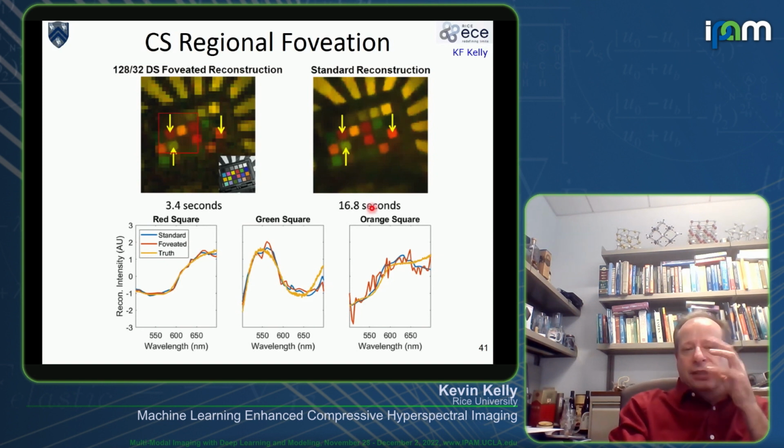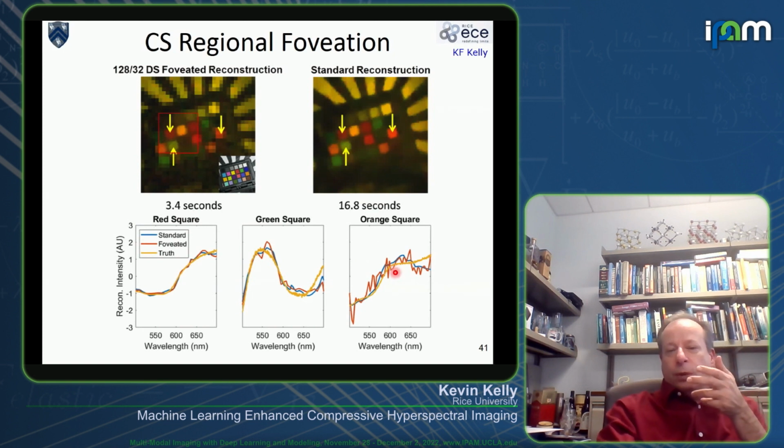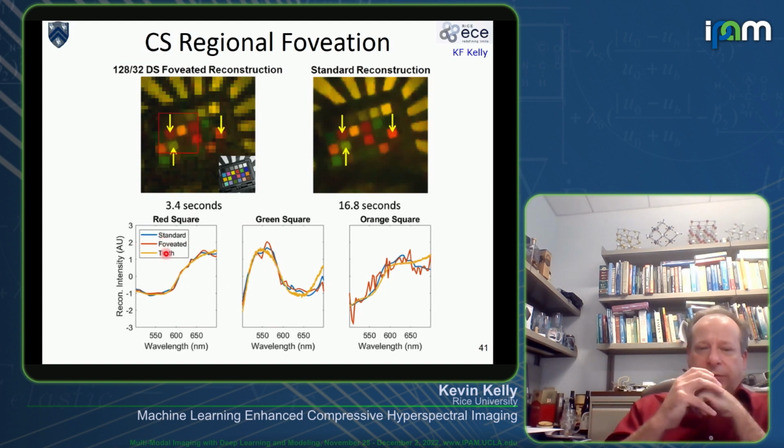And so we went from 16, 17 seconds in this, and we didn't even do the full spectrum here. So this is, if I remember right, 128 by 128 by only 100 channels of color. But you can see that our foveated reconstruction here matches the ground truth. And where it's outside the orange square, outside the foveation, of course, the reconstruction is really rough. But inside, the red and green squares are nearly identical to regular reconstruction and the actual ground truth spectrum of this target.